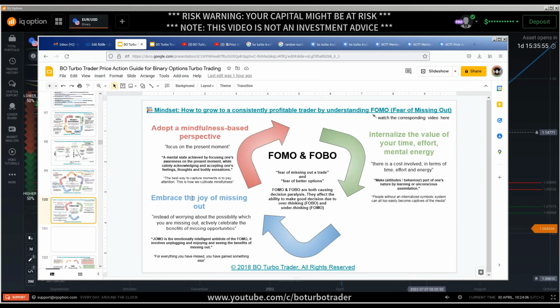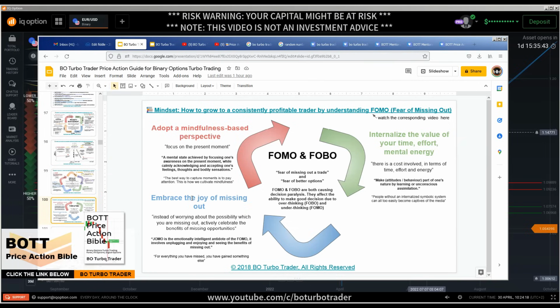And that is the same as what you do with FOMO. You have to embrace the joy of missing out. That is what I explained before. When you see a good trading opportunity, you choose on your own not to take the first one. You do this with the second or third, yes, which you get. But you choose it on your own. So that is what you do with FOMO.